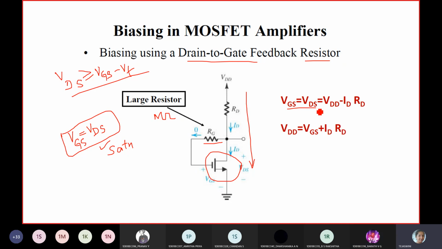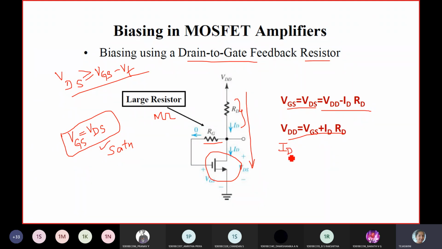Yes, ma'am. Because you are shorting gate and drain, that's why VG is equal to VD. Then what will you get if you apply KVL? VDD minus the voltage across the resistor, VDD minus IDRD. From this, VDD is equal to VGS plus IDRD. So now, what is the slope?